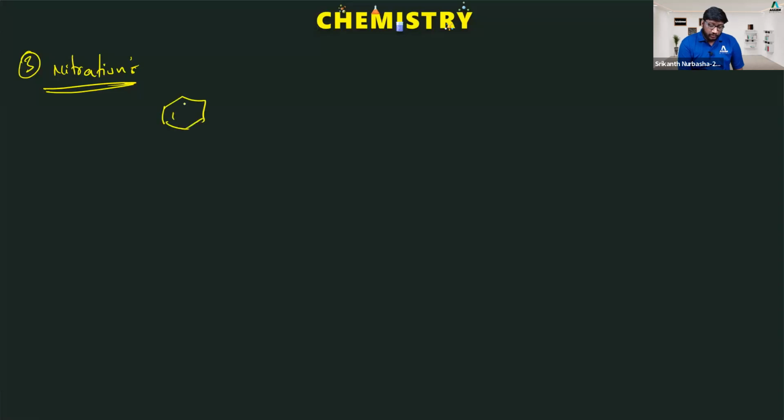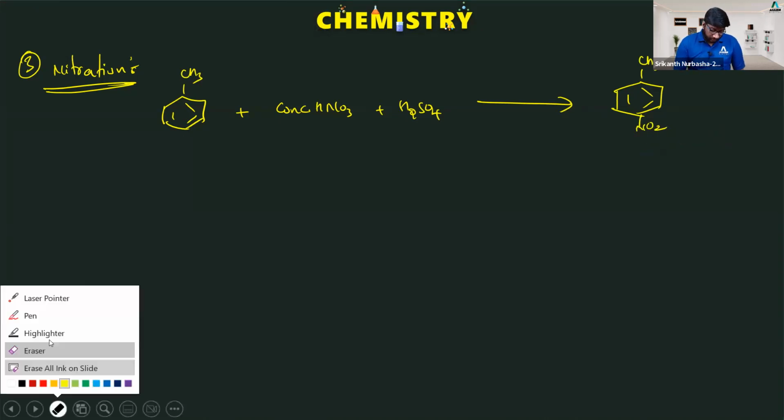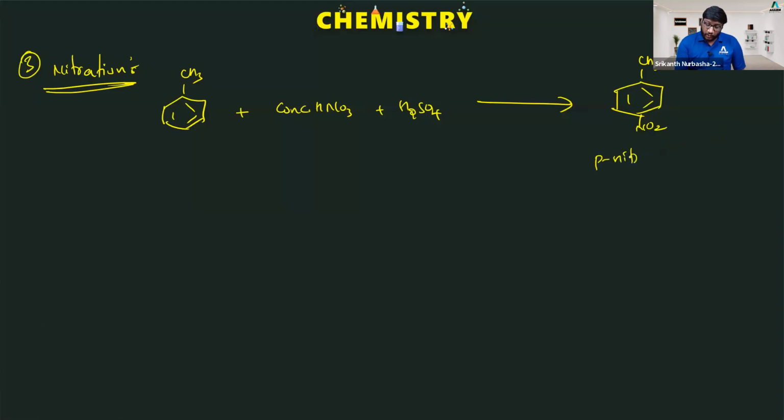Toluene treated with concentrated HNO3 in the presence of H2SO4 produces the respective nitrobenzene. If you talk with respect to benzene, it forms the respective nitrobenzene. If you talk with respect to toluene, like CH3, I'll keep a substitution here. You will get NO2 and CH3; para nitrotoluene is going to be obtained.